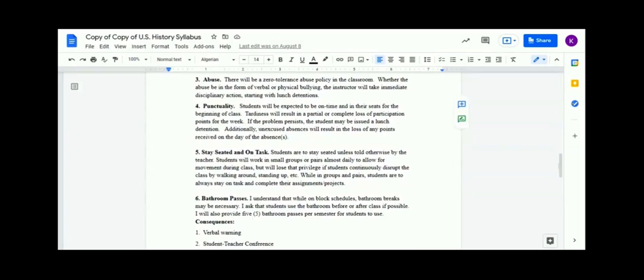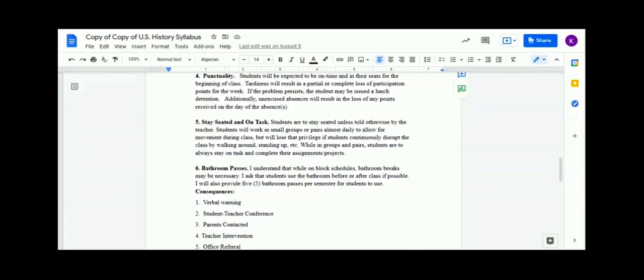There is a zero tolerance abuse policy in the classroom, whether that is verbal or physical bullying. I will take immediate disciplinary action, starting with lunch detentions. But if it is super serious, we will take that immediately to administration.